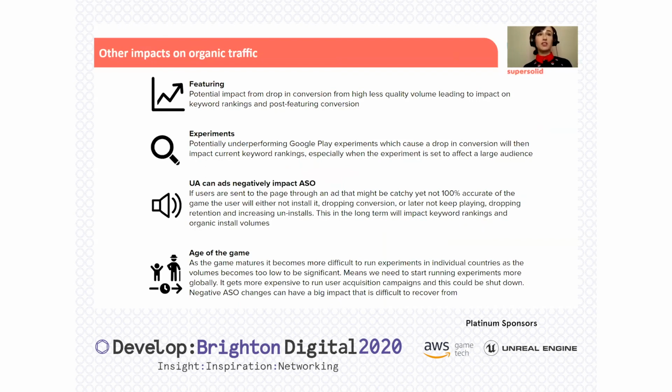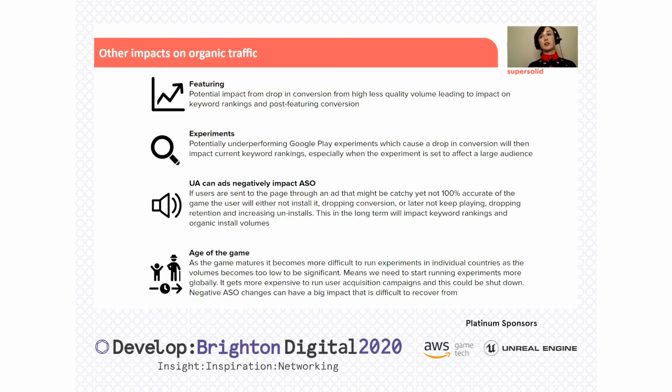So with potential featuring, we have a lot of installs coming in, which might not be converting as well as usual. So this could lead to a drop in conversion, and therefore post featuring, you might actually have a drop in installs because of that, and because of the impact on keyword rankings from the drop in conversion.